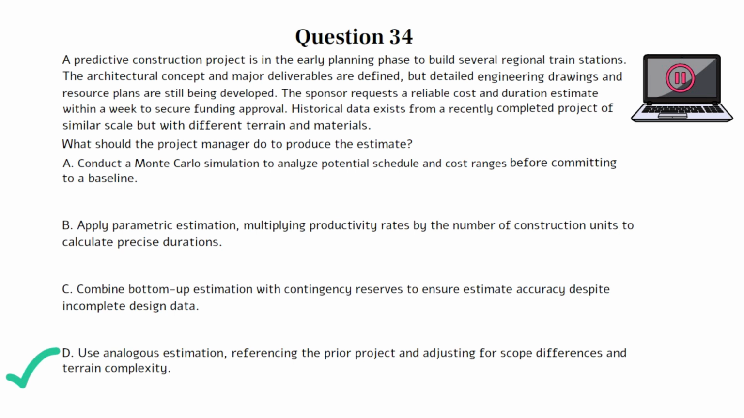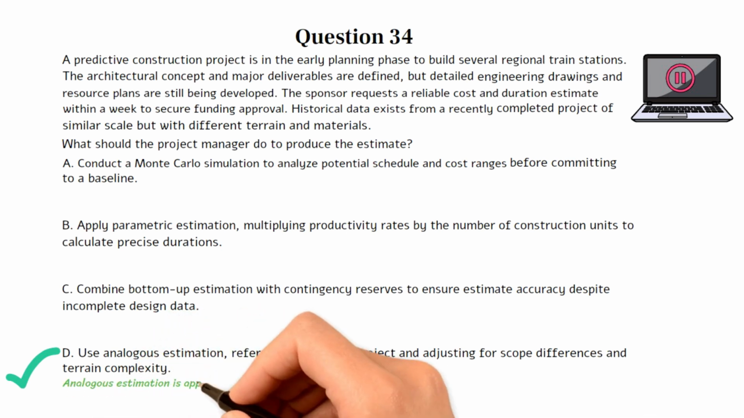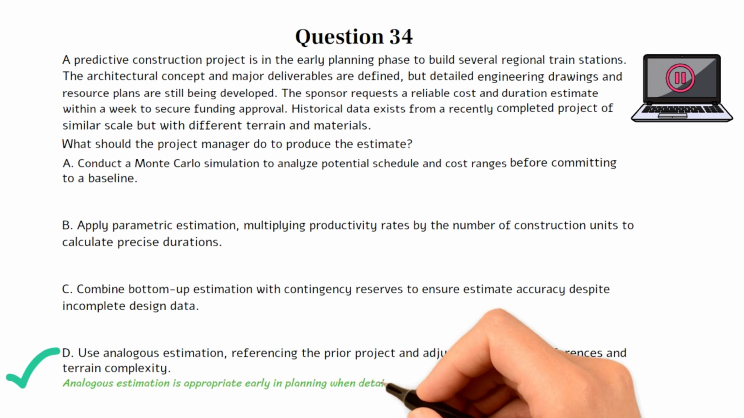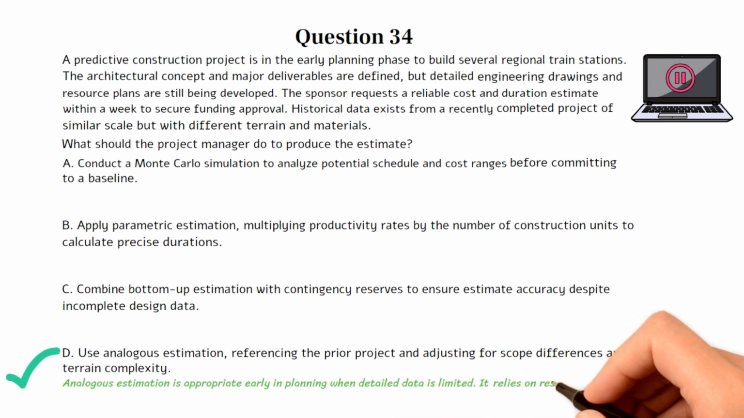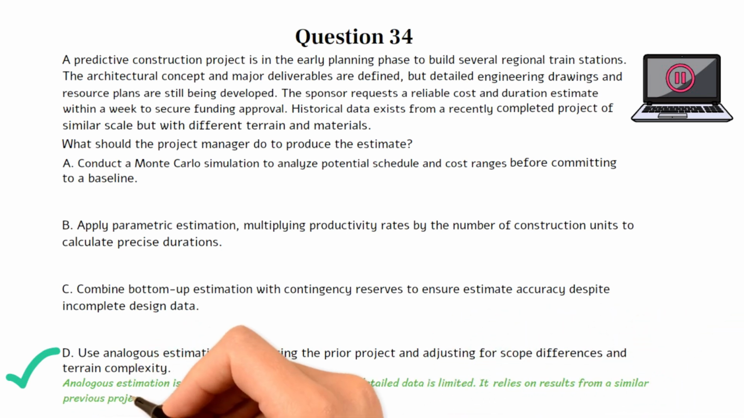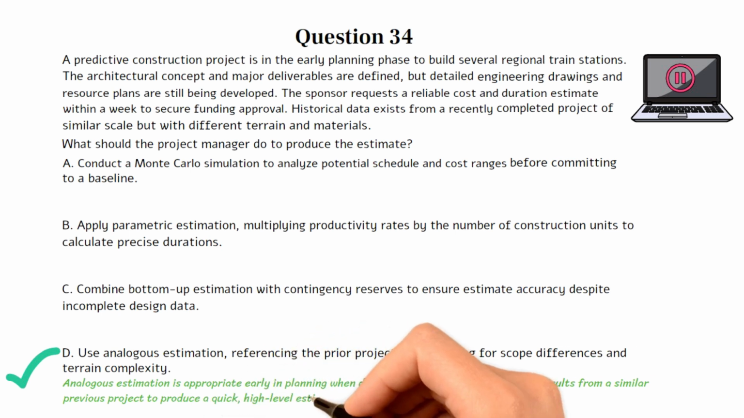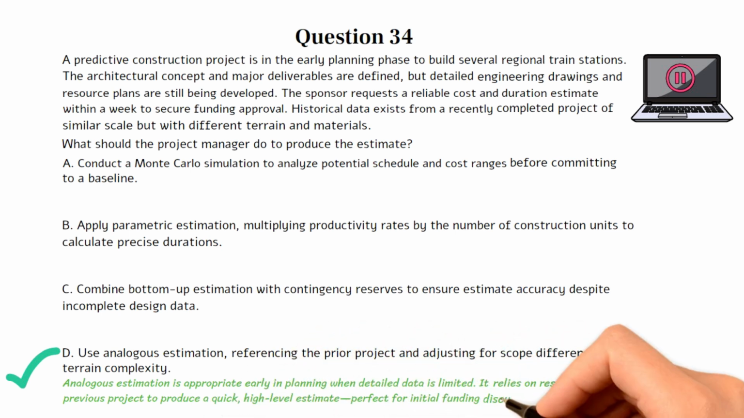This question tests your understanding of how the choice of estimation technique depends on the project phase, data availability, and required accuracy. Choice D is the best option because analogous estimation is appropriate early in planning when detailed data is limited. It relies on results from a similar previous project to produce a quick, high-level estimate, perfect for initial funding discussions. Choice A is incorrect.